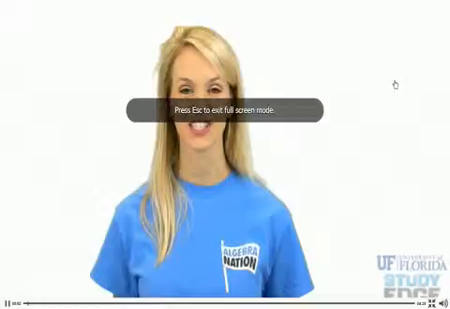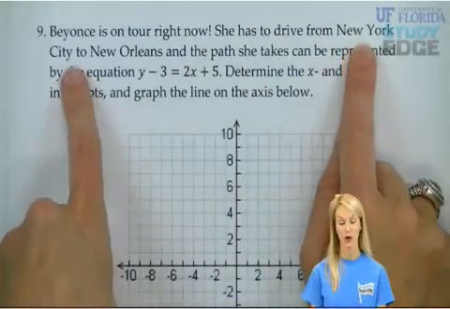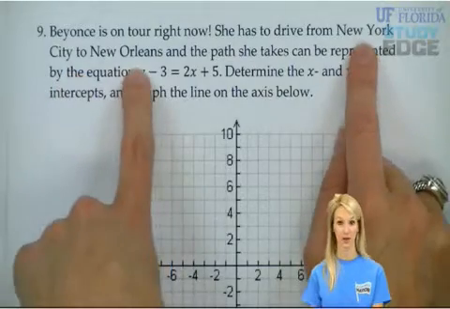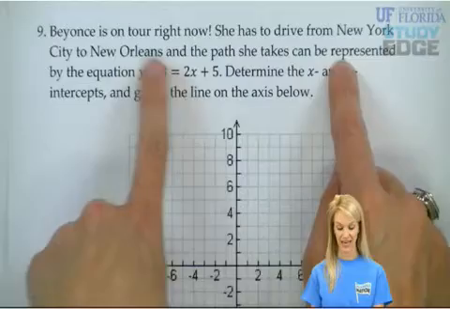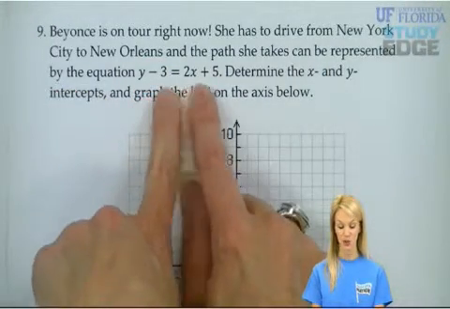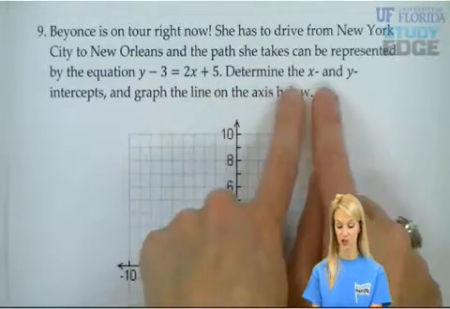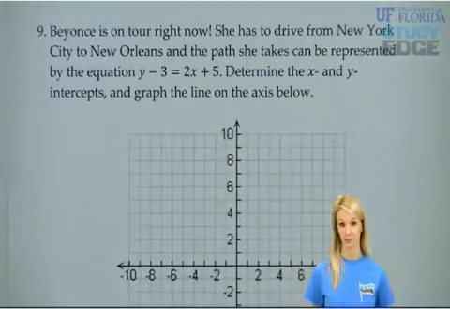Look at our next question. We're looking at Beyonce, and she is going on tour. She has to drive from New York City to New Orleans, which is a really long drive. I'm not jealous of that at all. Now, the path that she takes can be represented by the equation y minus 3 equals 2x plus 5. Determine the x and the y intercepts and graph the line on the axis below.